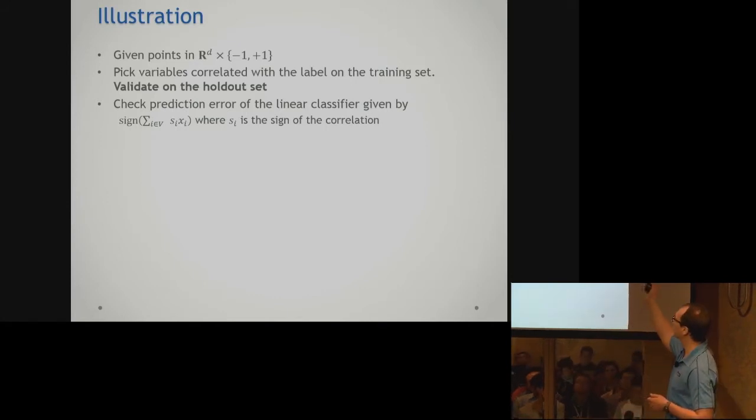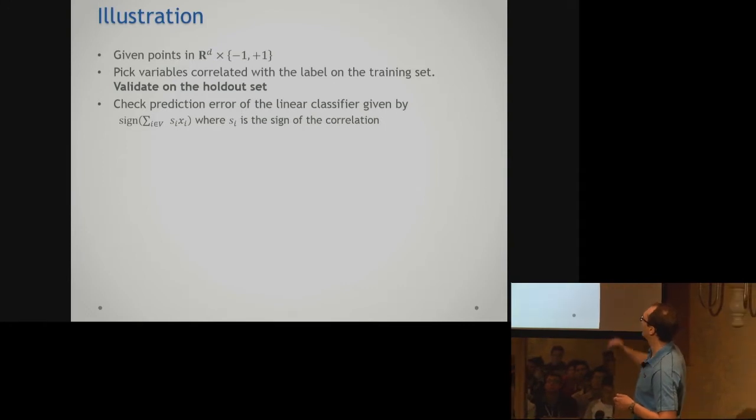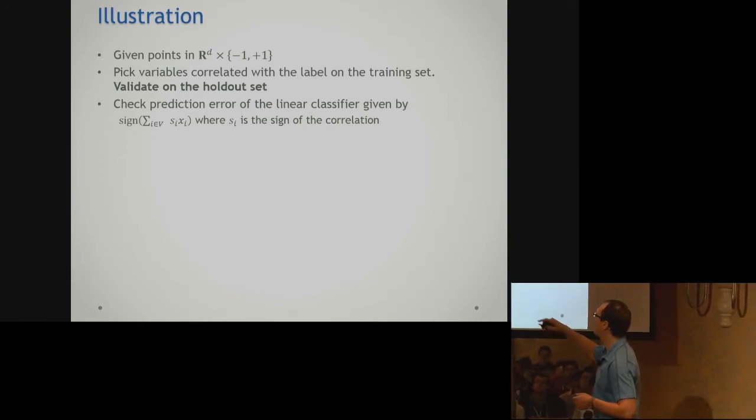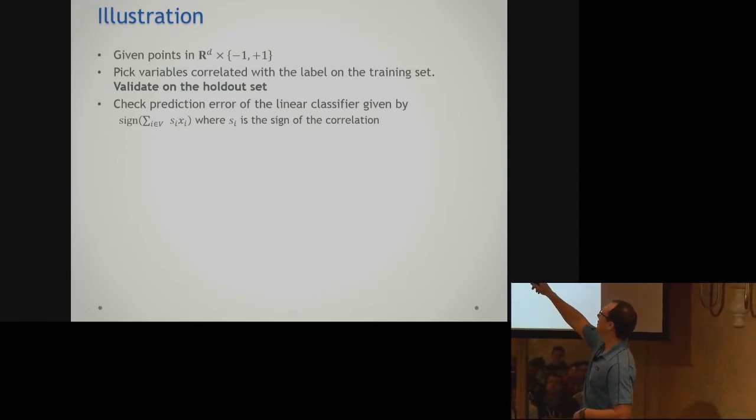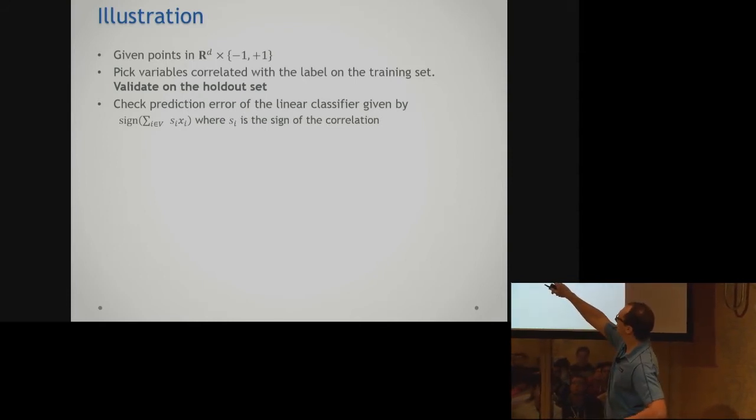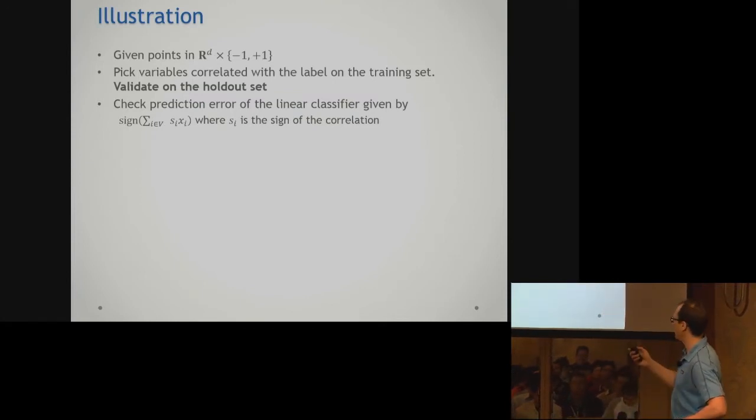And then we'll check the prediction error of some very simple linear classifier, which is just the sign of those variables which have survived. Basically the sum of those variables with the sign of the correlation. So it's a very simple algorithm.